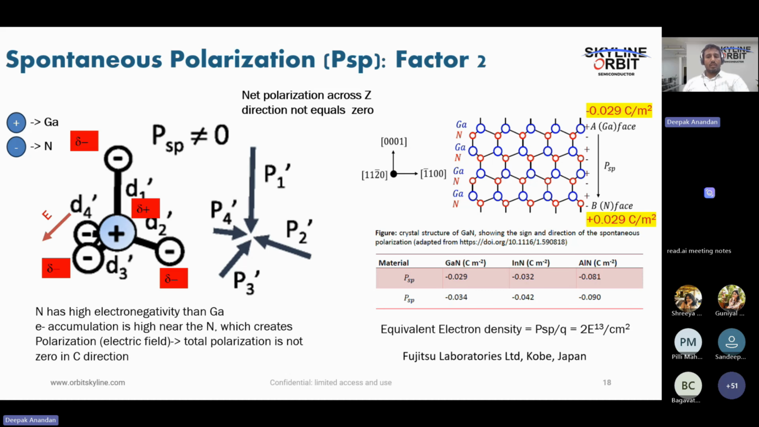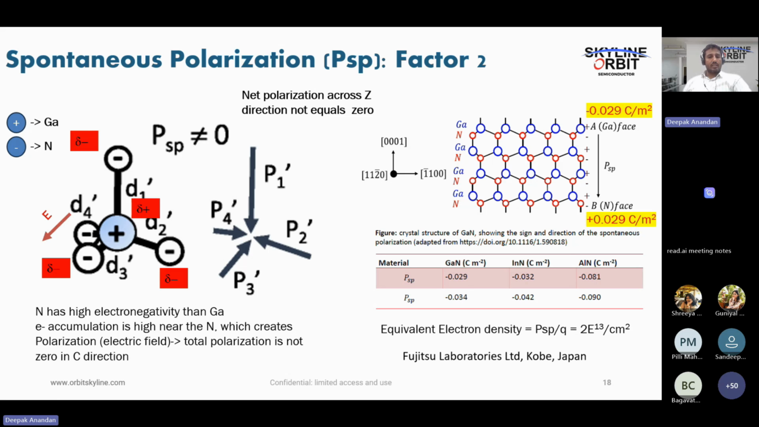So each bonding will give some polarization field. This is between two different monolayers. When you add up as a complete layer, the net polarization across the z direction is not equal to 0. Let's look into this gallium phase. The net polarization across this gallium nitride layer is almost 0.029 coulomb per meter square. This is the unit. It is more like a negative charge on the top surface and a positive charge on the bottom surface.